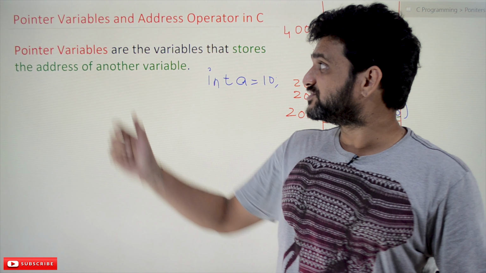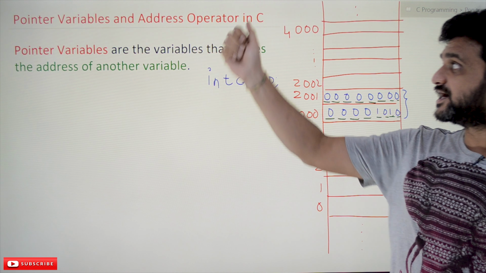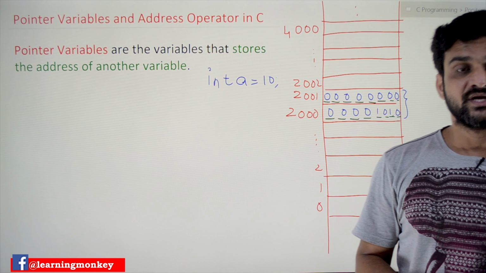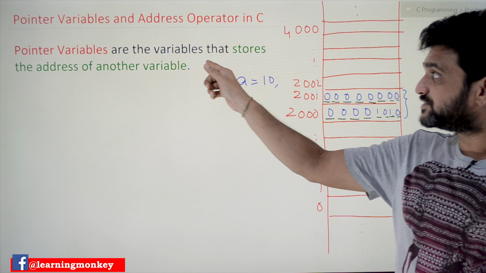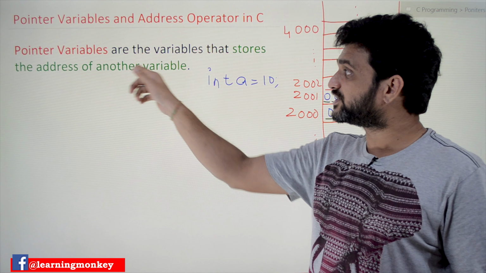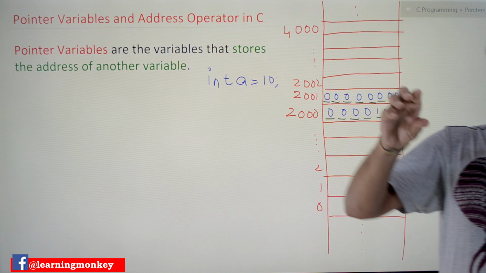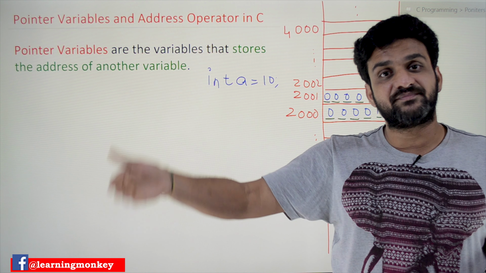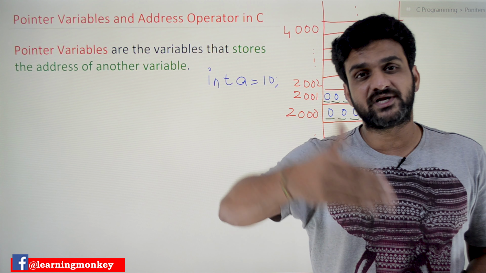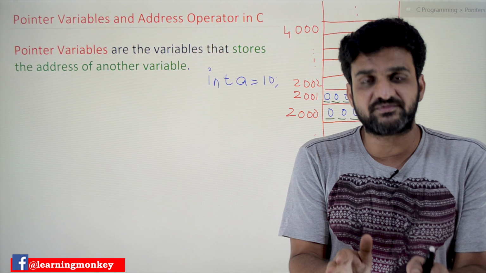Now coming to this class, we'll try to understand pointer variables and address operators. So what is meant by a pointer variable? Pointer variables are the variables that store the address of another variable. So far we have seen different types of variables, like integer variable, floating point variable, double variable, character variable.